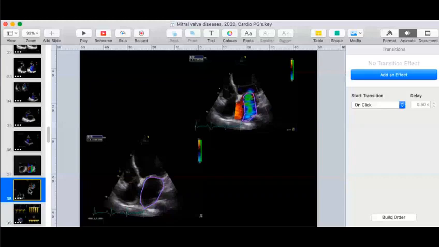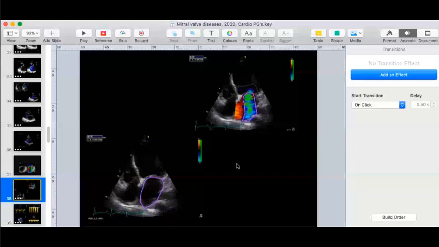Jet area methods. Jet area method. And what more? Jet area to LA area. So there are two methods here. You have a method which looks only at the jet area, and then you have the left atrial area also. So the jet area method is one. The second is the ratio of the jet area to the left atrial area. So two methods are here.